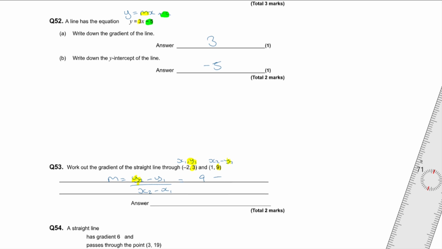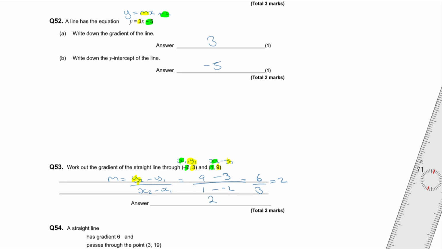So 9 minus 3 goes on the top. And then underneath there, I've got x2. x2 is that 1 there. So 1 minus, then x1 is that -2. So 1 minus -2. So 9 take away 3 is 6. 1 take away -2 is 3. So I've got 6 divided by 3. So that's 2. So the gradient is 2.